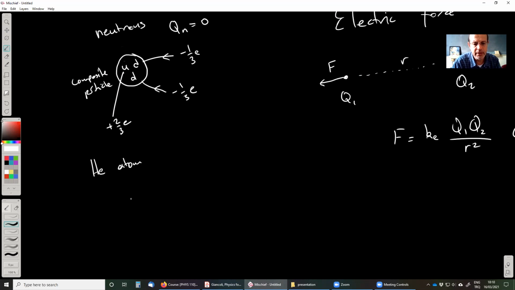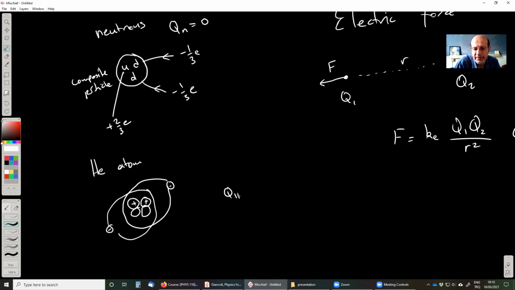For example, helium has two charges, two protons in its nucleus and two neutrons, and then there are two electrons orbiting around it. I don't know how to draw these. So there are these charges in there. Again, the total charge of the helium atom is equal to 0, but still there's some kind of internal structure within it. I mean, internal charge distribution within it.